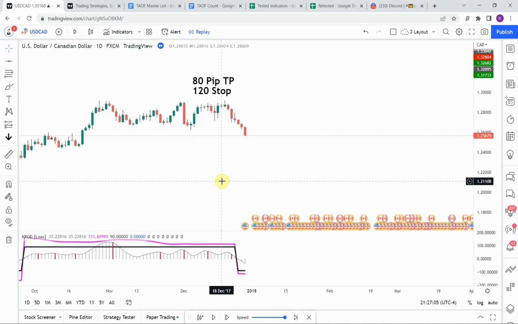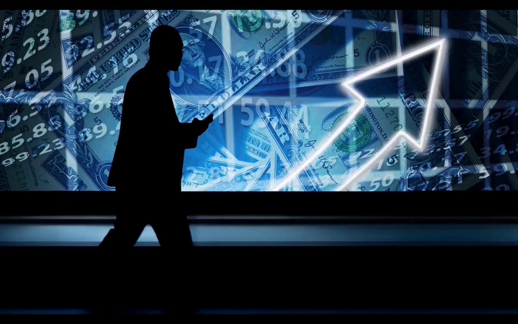Today we will be testing the Kase peak oscillator with divergence.